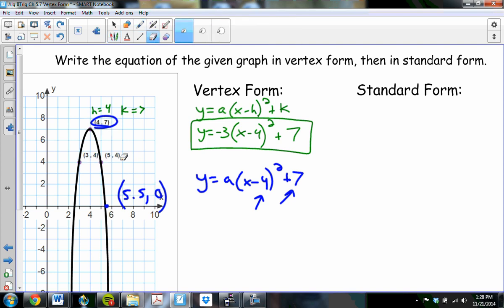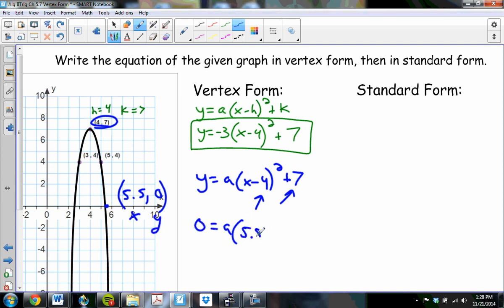One thing that I could do is take this x value, 5.5, and this y value, 0, and plug this number in for x right here, and this number in for y right here, and solve to find a. So I would do 5.5 minus 4 is 1.5, 1.5 squared is something, so I would have a simple linear equation to solve from there. Right now, if we solve this out, we won't get a -3 like we should because I made up this point, but you could always find it that way if you didn't have this clear point right there.